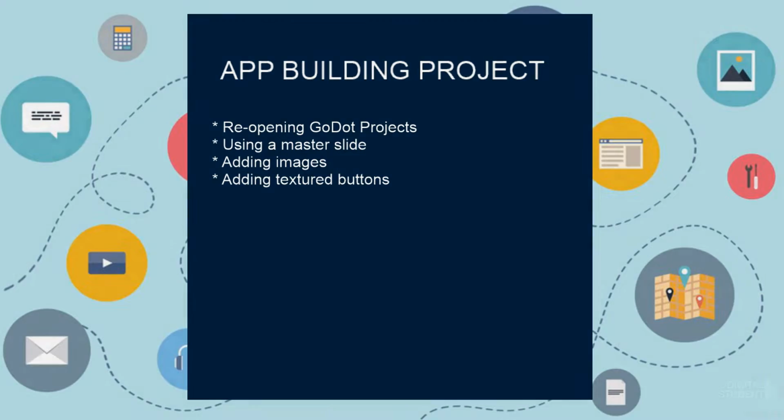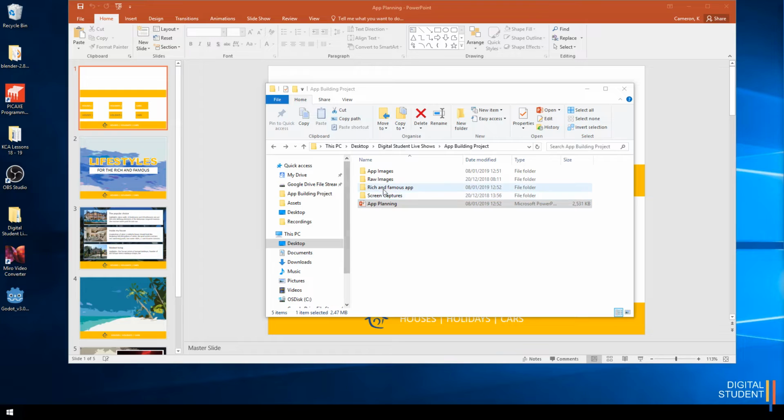So here we go. The first thing is we've created this folder. The folder is called Rich and Famous App. Now what you can do with most programs is click on this and then open Godot from here, but you'll find with Godot you actually can't do this. It doesn't work that way. You have to open Godot first and then go to this file. Okay, so let's just go back one step.